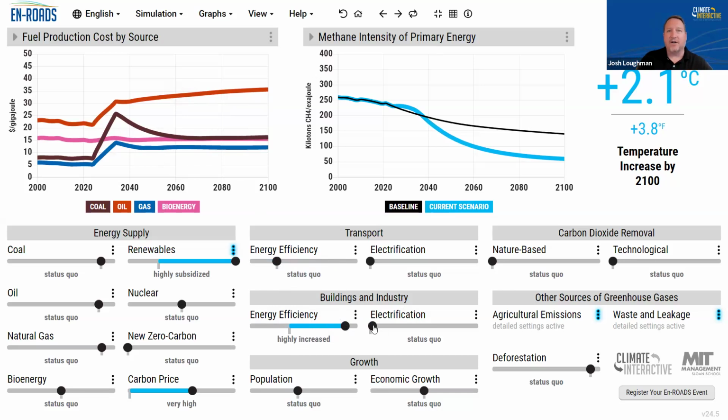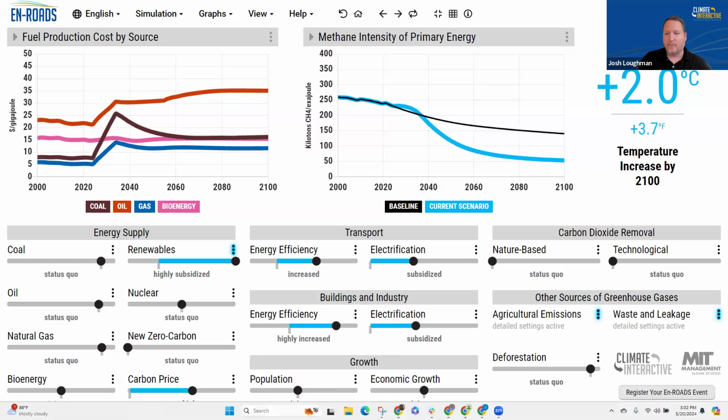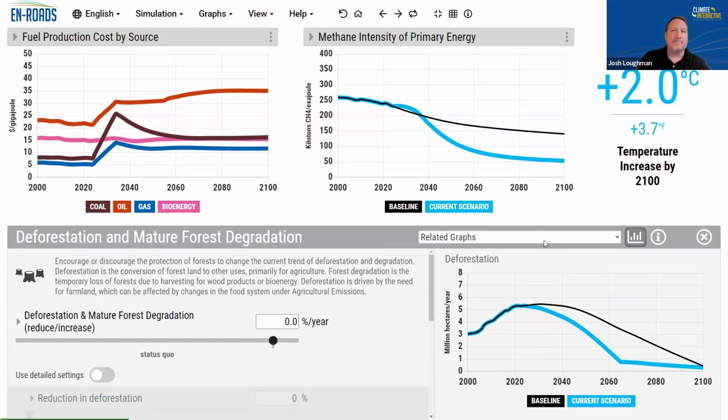And of course, there's a symbiotic effect with energy efficiency and electrification. So even if we just do a little bit of efficiency and a little bit of electrification, we're now at 2.1 degrees. And with transportation, we get another 0.1 degrees. And maybe as a way of getting us across the threshold, we can look at deforestation policy.